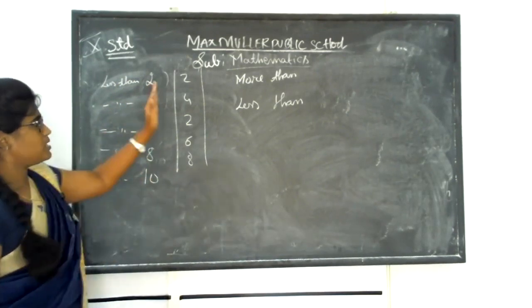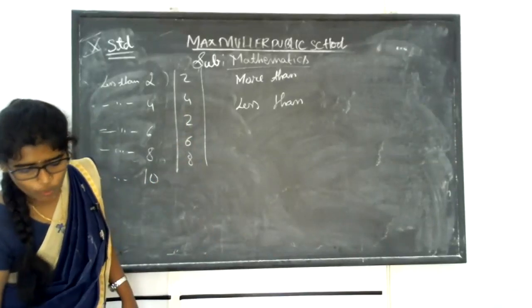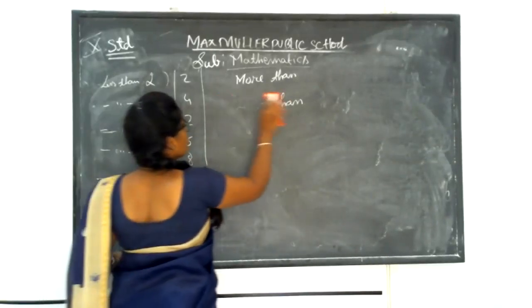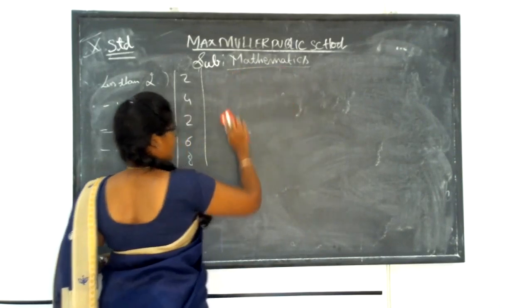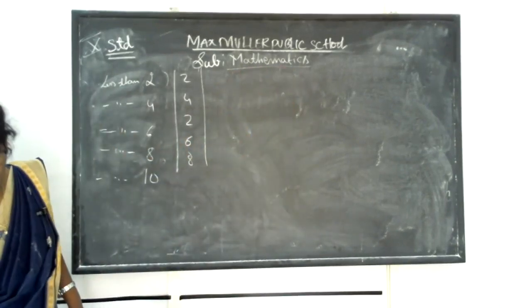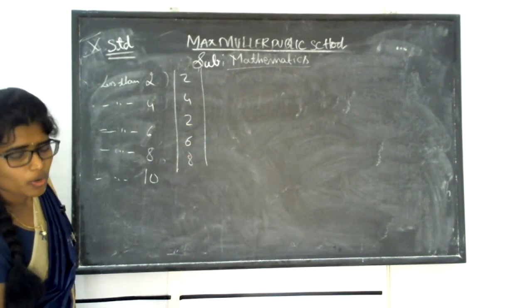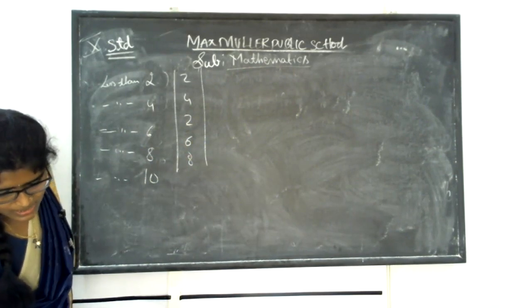Now the frequency table is given. For less than, what will you do? For less than, you are going to add how you were adding your median to find out the cumulative frequency. Like that only you are going to do it for your lesser than.